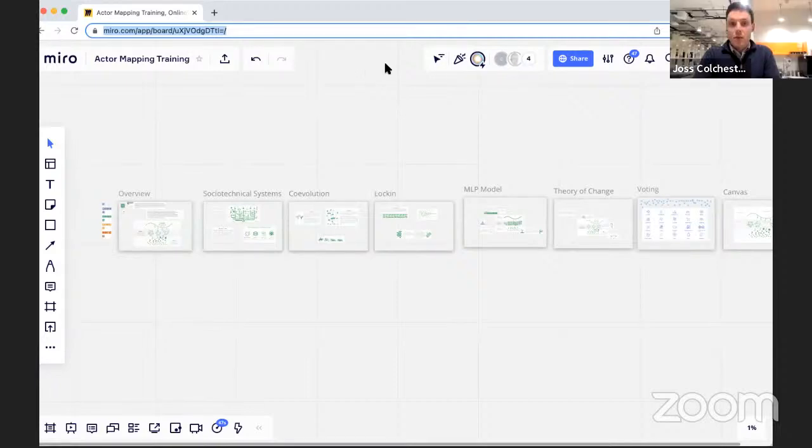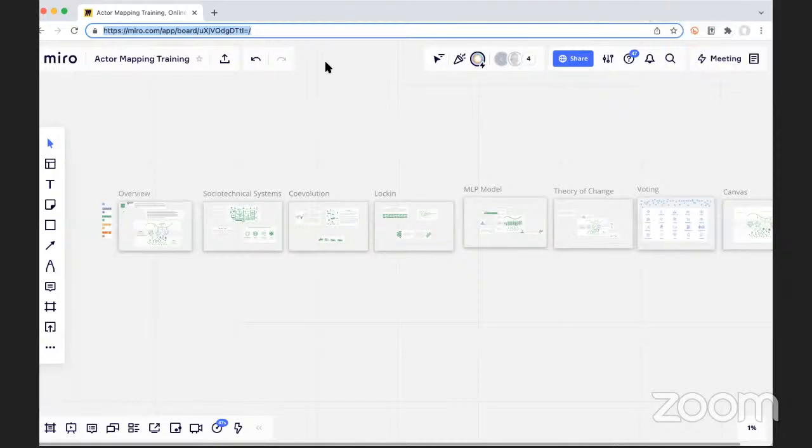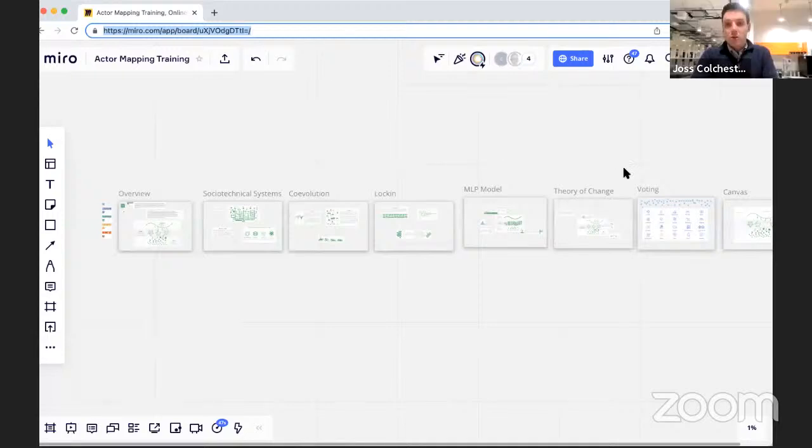So here we are. I'm going to share the Miro board link with you now. Hope you'll join me soon. We're going to start off with a little presentation so you understand what we're talking about. What is this multi-level perspective? And then we're going to jump into a canvas. So let me quickly show you what we'll be covering today.